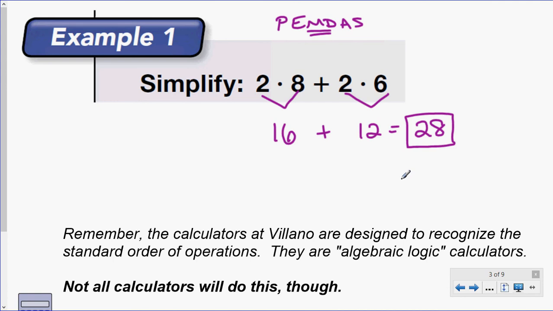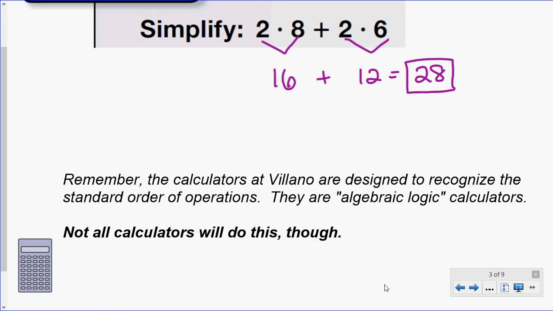Remember that calculators actually at Volano School, they're designed to recognize standard order of operations. They are, quote, algebraic logic calculators, which in other words means that they're smart calculators. They recognize order of operations. So if you plug 2 times 8 plus 2 times 6 into a calculator at Volano School, or one of the 6th grade ones, you will get 28. It says not all calculators will do this, though. So be careful if you're using one from home.